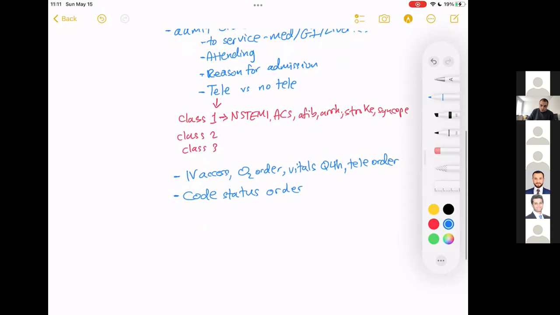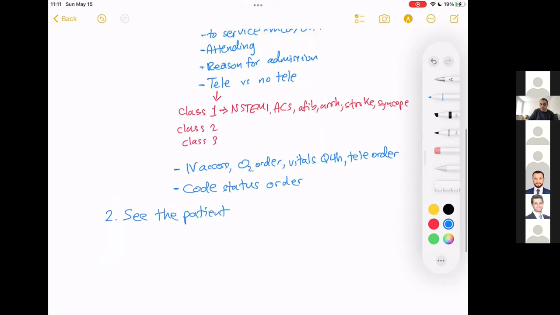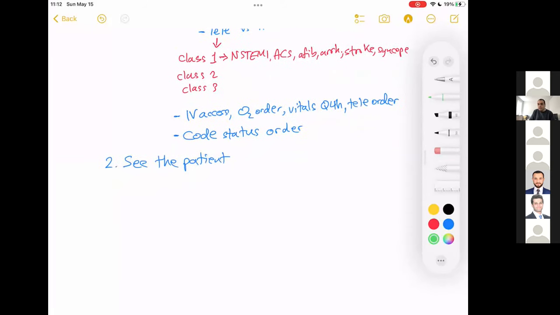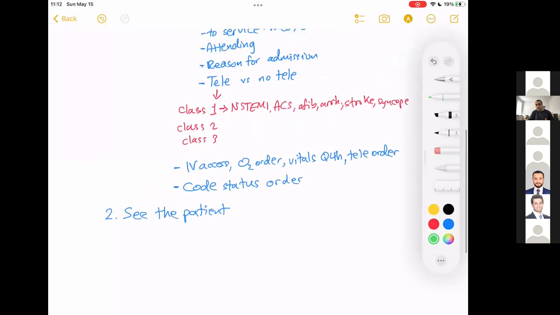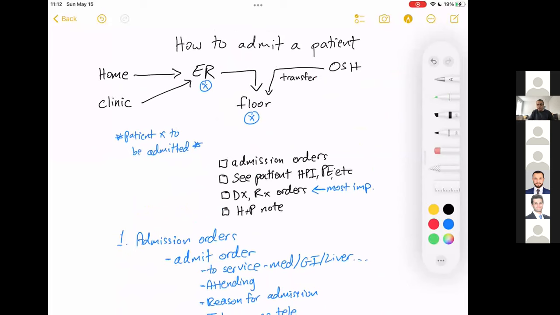Okay, cool. So you don't really need to see the patient to know how to place these admission orders. You're just going to place them as is. Okay, so number two, we're going to see the patient now. This is what I like to do. After I place these orders, I go and physically see the patient. And really, what I like to do, especially if somebody is coming from the ER, and I'll give you some tips and tricks.